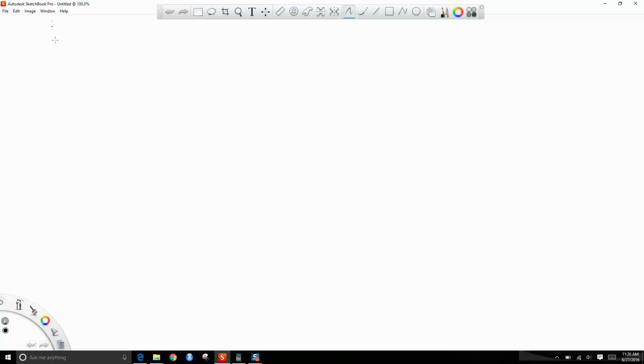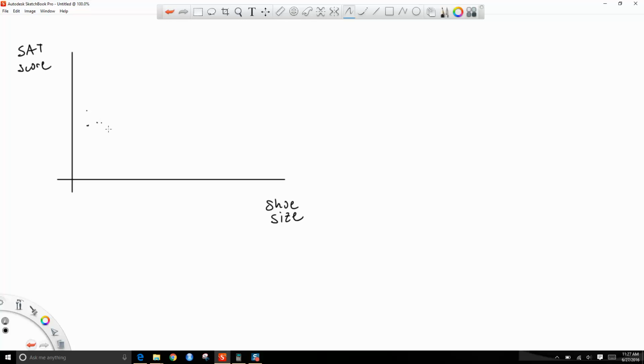What if we have something like shoe size and SAT score? Okay, what will we see here? We'll see people with small shoes getting high and low SAT scores. And then we'll see people with medium-sized shoes getting high and low SAT scores. And we'll see people with large shoes getting high and low SAT scores. So what would we say? Positive or negative or what?